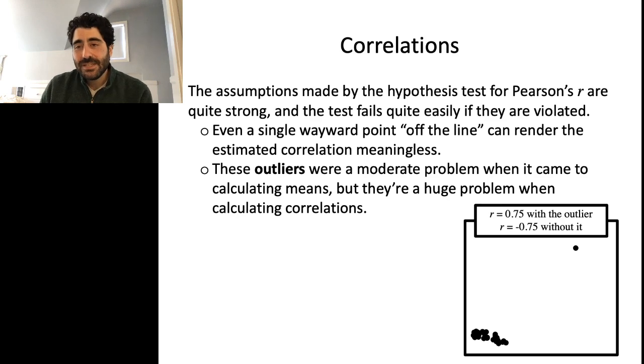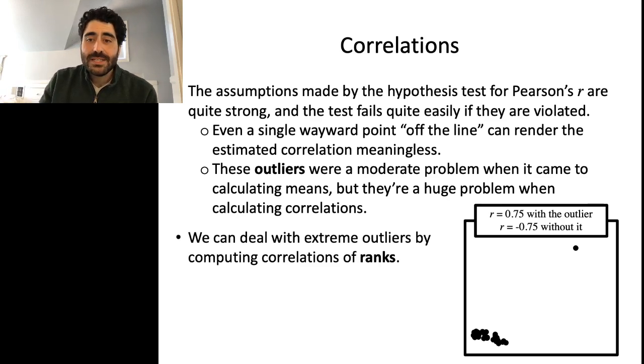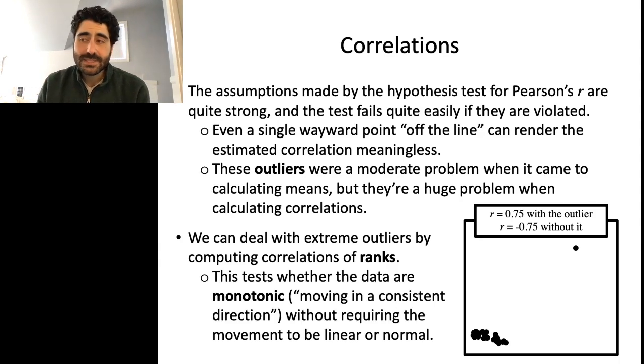Another approach is to leave the outliers in the data, but instead of computing Pearson correlations on this original data, we're going to compute correlations on their ranks. And so instead of trying to deal with the real scale measurements here, all we're going to do with this kind of correlation is test whether our data are monotonic, meaning that every time X increases, does Y consistently go up or down? And it doesn't have to be by a specific amount, right?